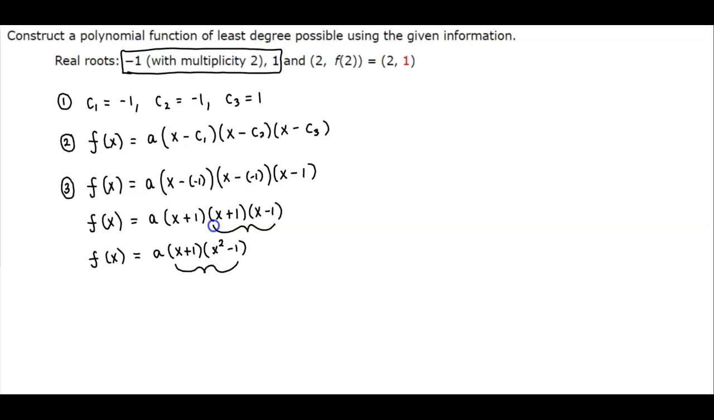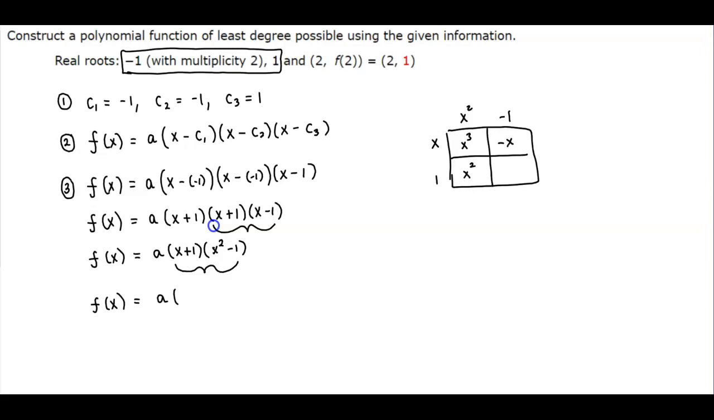Now we want to multiply these together. So f of x equals a times, well, if we want to use the box method, we have x and 1, and then x squared and minus 1. So x times x squared is x cubed, x times -1 is -x, 1 times x squared is x squared, and 1 times -1 is -1. So we end up getting x cubed plus x squared minus x minus 1.